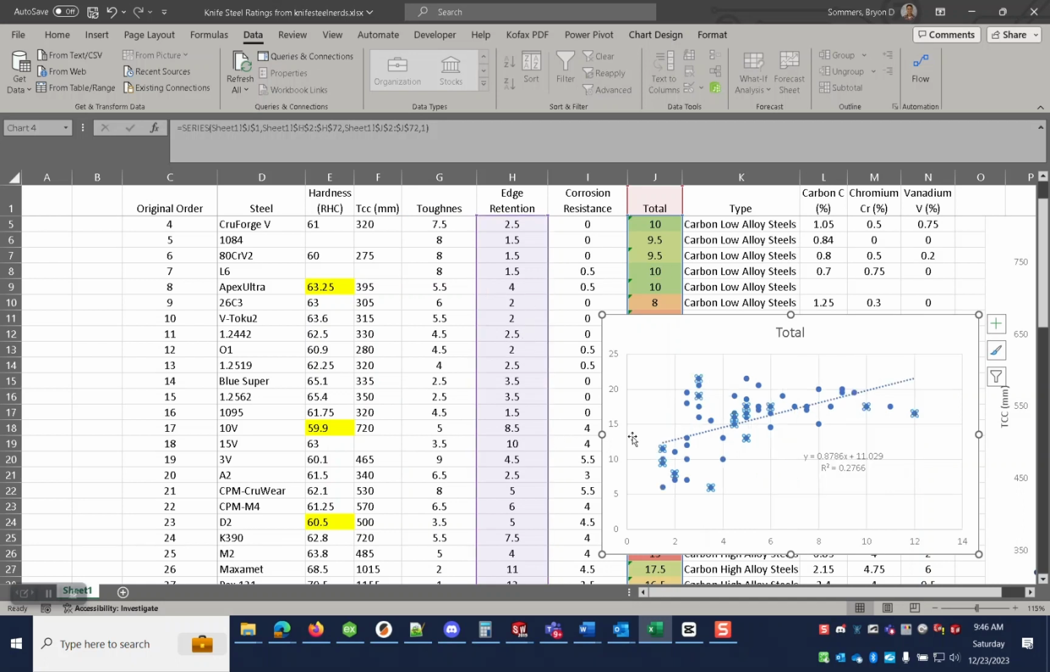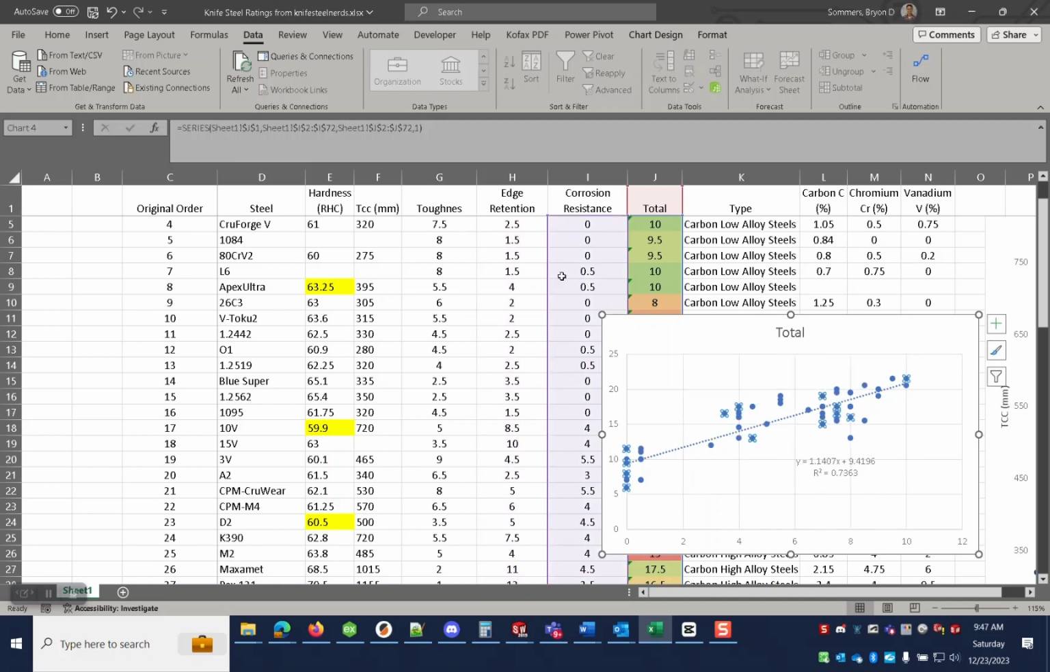Okay, so total against edge retention, we do see a similar relationship again, 0.28 R-squared value, positive relationship. As edge retention goes up, total performance or the total ranking of the steel goes up. I go to corrosion resistance. This is very interesting. So this has a strong correlation. So a 0.74 R squared value. So it seems like corrosion resistance is strongly correlated with the total ranking of the steel.